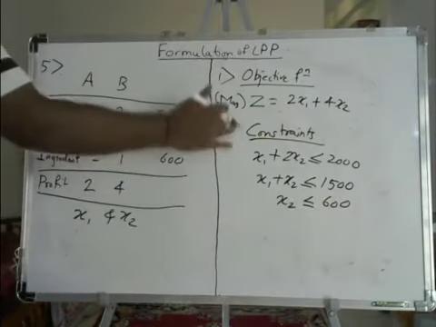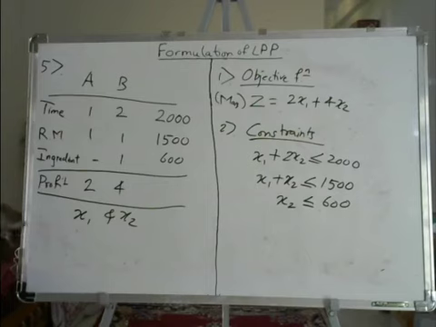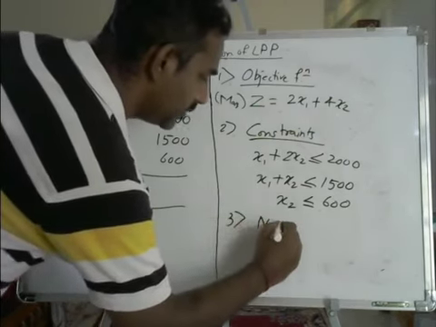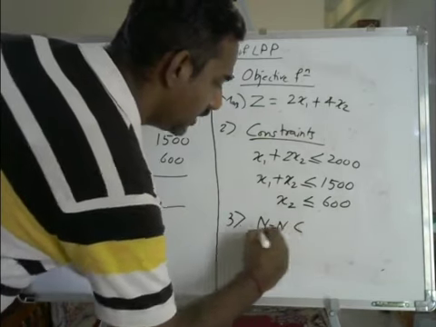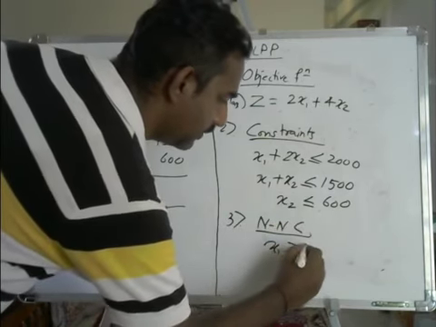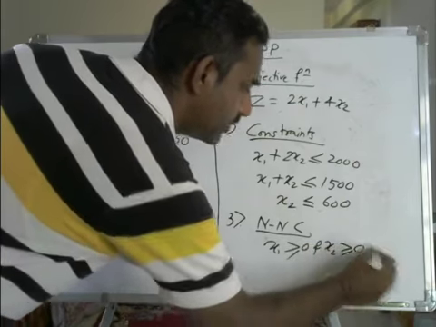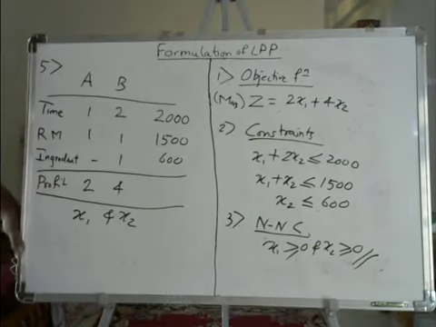Now we have to satisfy all these three constraints. And the last one is the non-negativity constraint, that is x1 is greater than or equal to 0 and x2 is greater than or equal to 0. So this is the problem.